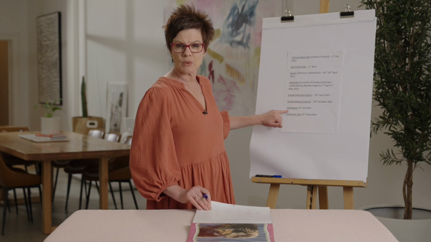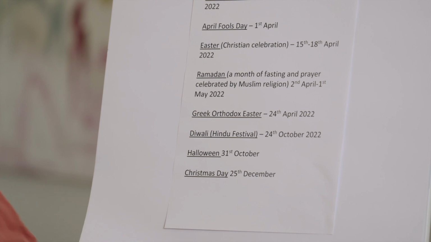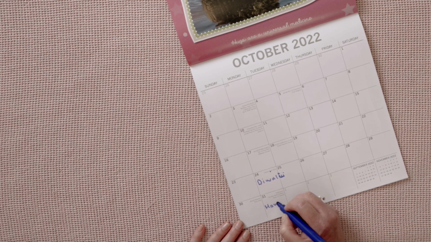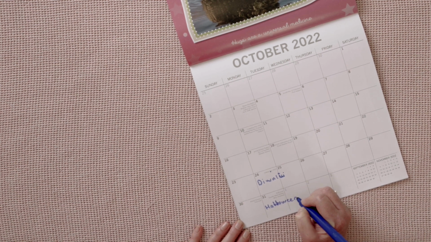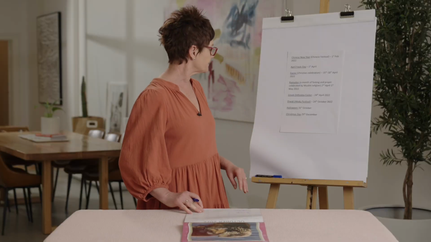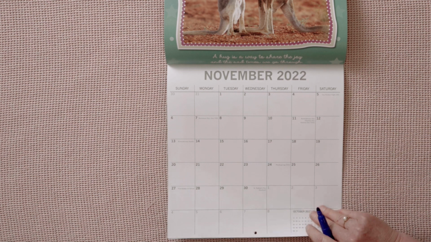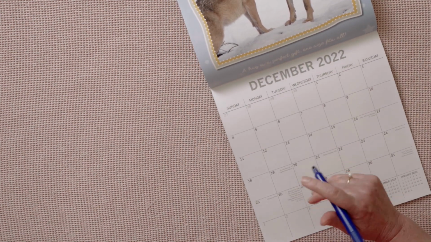What about Halloween? Halloween is on the 31st of October. Okay, so I'm going to pop that there, Halloween. And I wonder if that's something that you celebrate too. Okay. And the last one, I think we all remember this one, is I'll go from October to November to December. On the 25th of December, people celebrate Christmas Day.